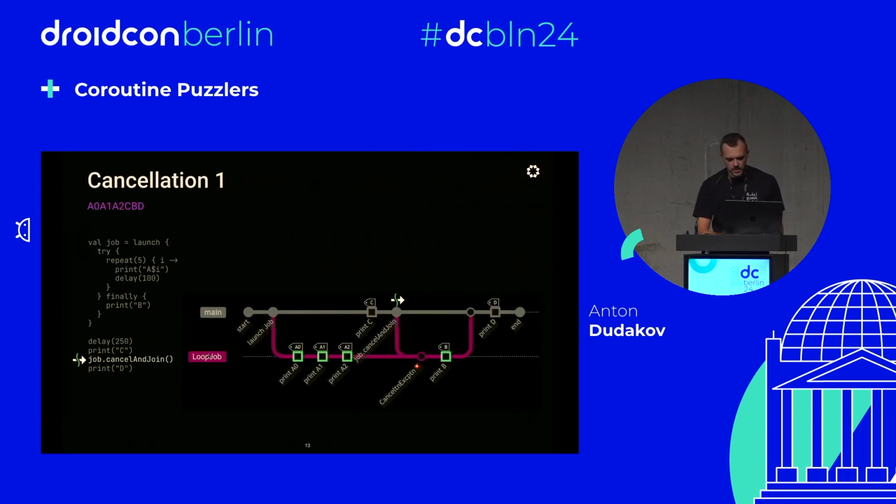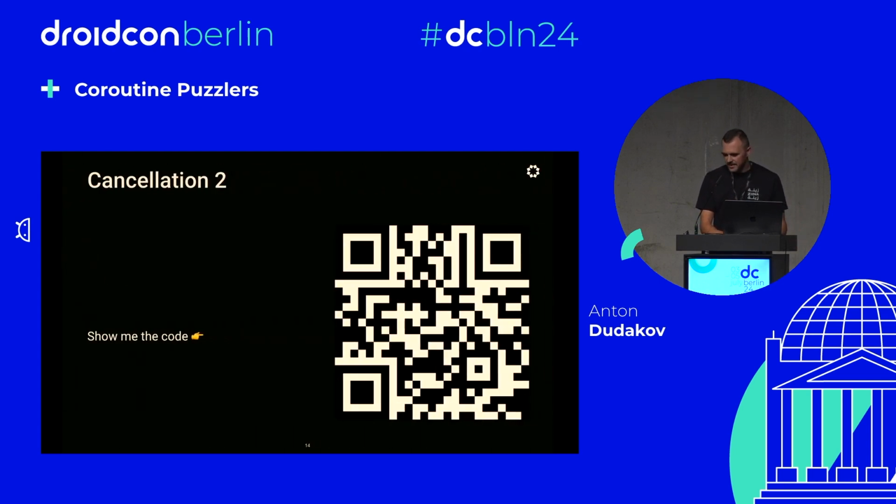So, first of all, we need to know that cancel and join is a suspend function. It means that it gets suspended and waits for the job to really stop, to cancel. And once we call it, we have a cancellation exception. And once we have this cancellation exception, since we have it in the try catch, we print B. And then, of course, it finishes, it unsuspends, and then we print D. So that's it.